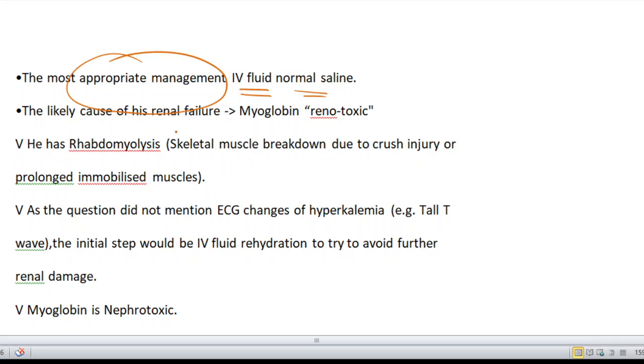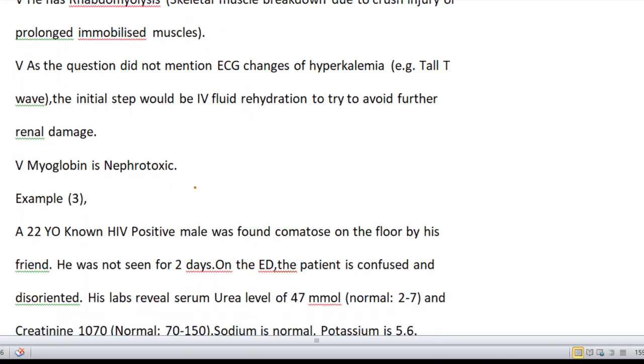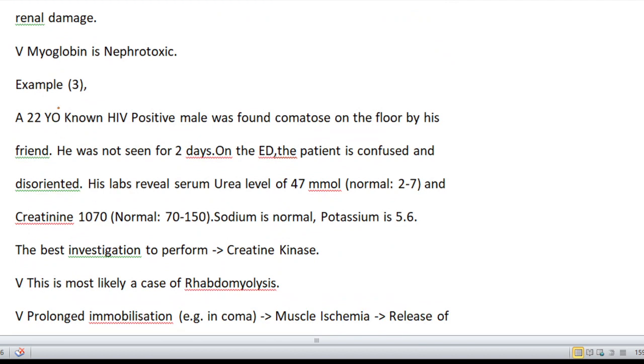The likely cause of his renal failure is myoglobin, which is nephrotoxic. He has rhabdomyolysis, skeletal muscle breakdown due to crush injury or prolonged immobilization. As the question did not mention ECG changes or hyperkalemia, the initial step would be IV fluid rehydration to avoid further renal damage.